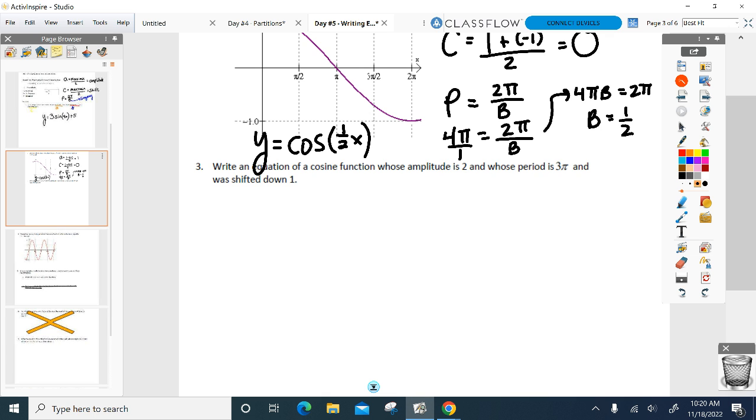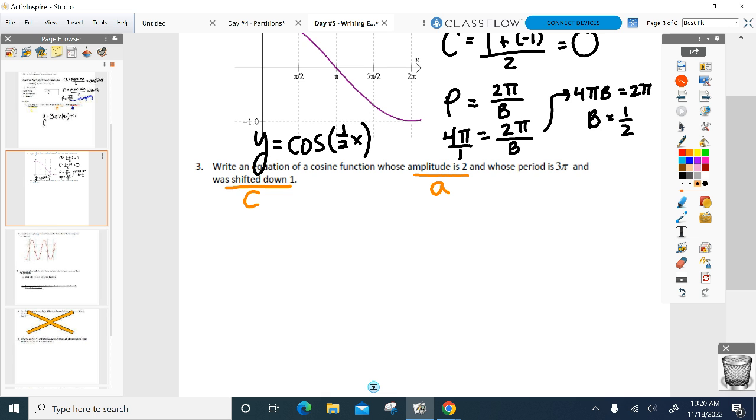Cosine function, whose amplitude is 2. What value did I just give you? A. Period is 3. I didn't give you any value, but that'll lead to the B in a second. And then finally, Howie, you shifted down 1. What value did I give you there? C.